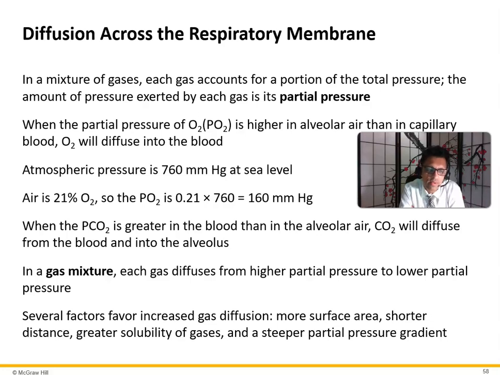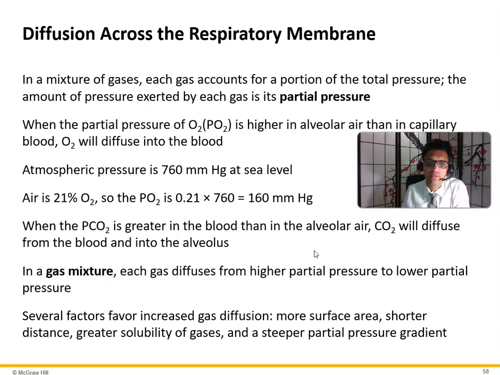When the partial pressure of carbon dioxide is greater in the blood than in the alveolar air, CO2 will diffuse from the blood into the alveolus. So let's say it's 45 millimeters of mercury in the blood, and in the alveoli it's only 40. Well, it's going to go from high concentration to low concentration, so it diffuses out of the capillaries into the alveoli, and so we can breathe it out. In a gas mixture, each gas diffuses from higher partial pressure to lower partial pressure. There are a couple of factors that increase gas diffusion: more surface area, shorter distance, greater solubility of gases, and a steeper partial pressure gradient.